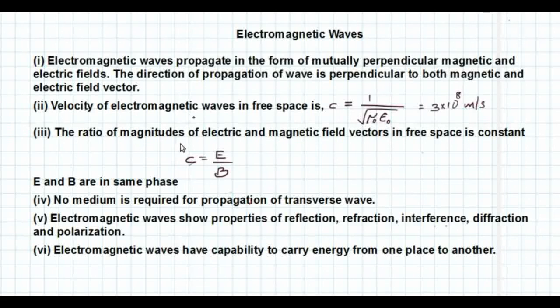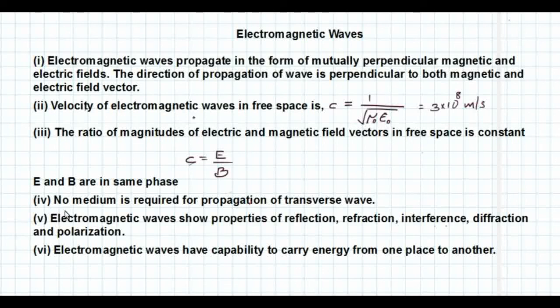Then the ratio of magnitudes of electric and magnetic field vectors in free space is a constant. The equation is c equal to E by B. Actually it is vector E by vector B. Again the value we know, it is 3 into 10 raised to 8 meter per second. Where E and B are in the same phase, or the electric field vector and magnetic field vector are in the same phase. E is a bold letter, B is also a bold letter. So if the letter is bold, that means it is a vector. So vector E and vector B are in same phase.